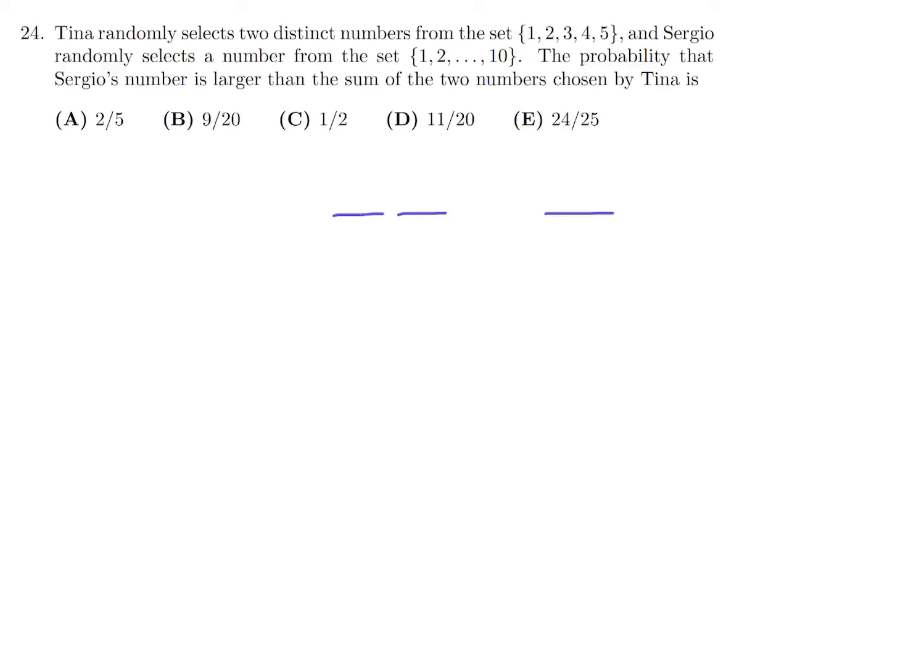Tina has to choose two distinct numbers, so the first number, she has 5 possible choices. But the second number has to be one of the other 4. She can't select the same one because the two numbers have to be distinct. So for the second number, she's got 4 choices. Sergio only has to select one number from the set 1, 2, all the way up to 10. So he's got 10 choices.